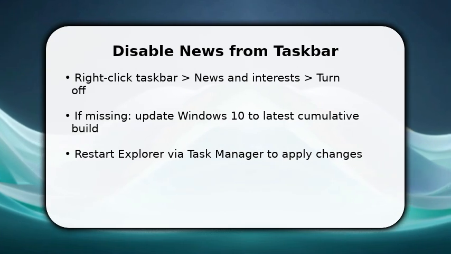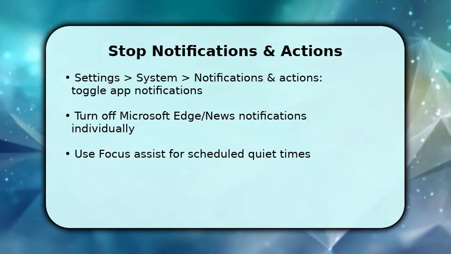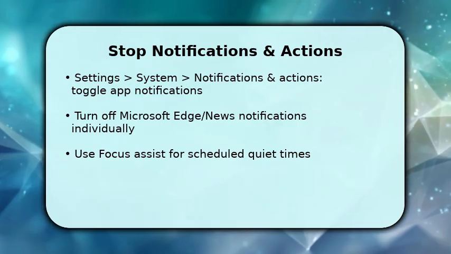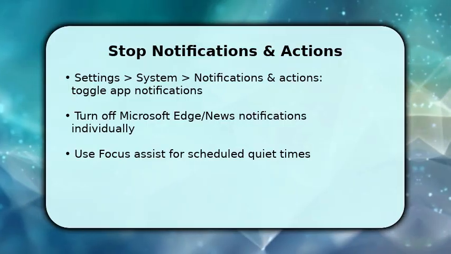Next, you'll block the underlying notification channel, which often sends news alerts. Go to Settings, System, Notifications and Actions and turn off notifications or selectively disable Microsoft Edge and Microsoft News.